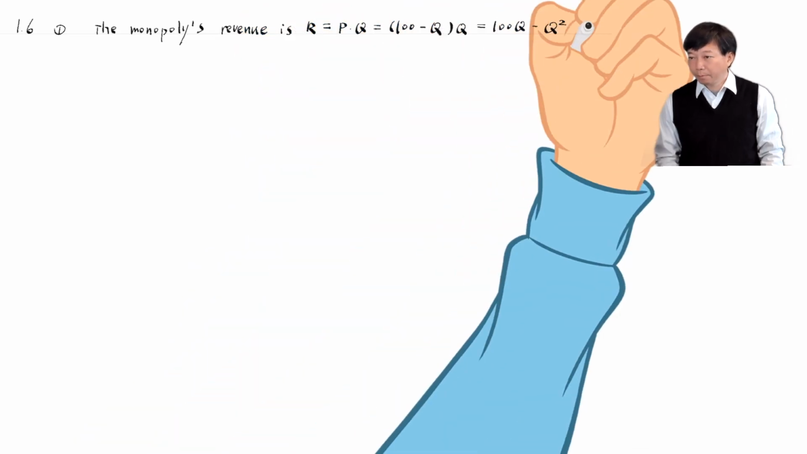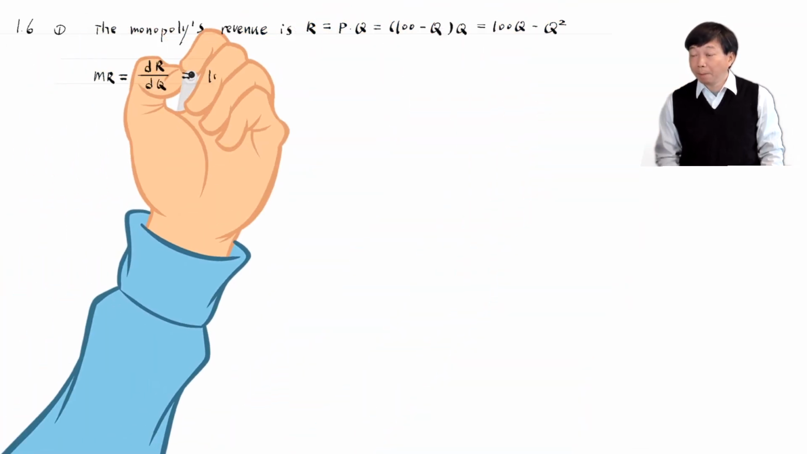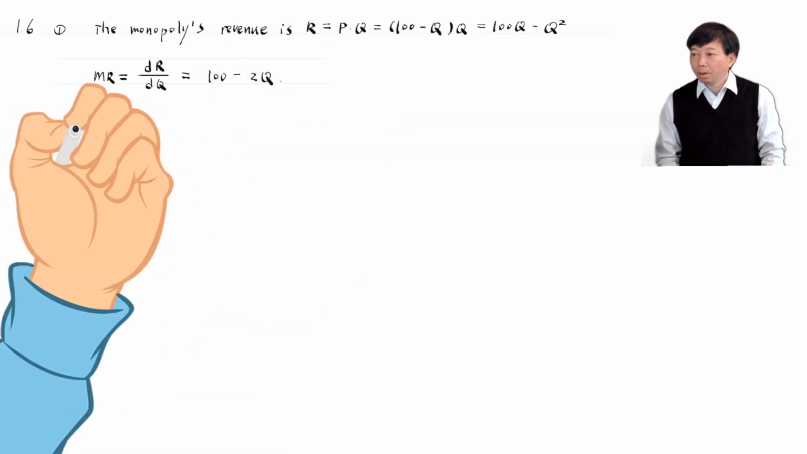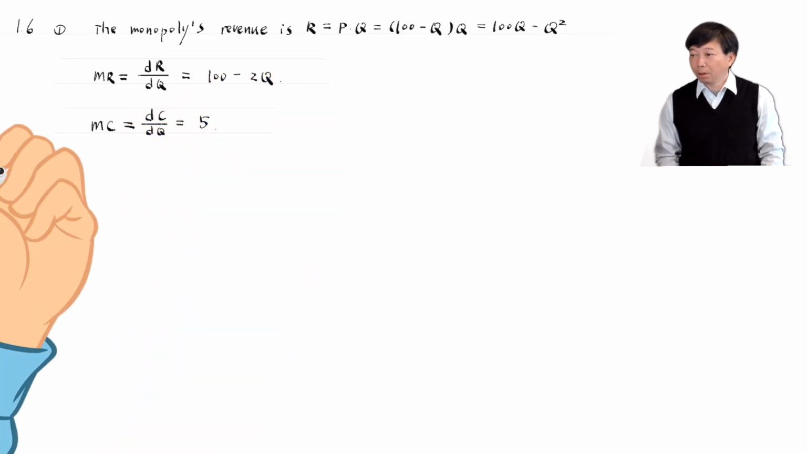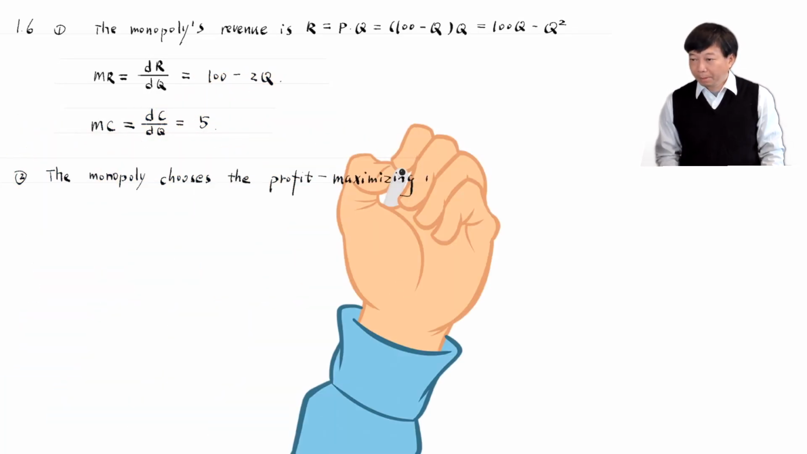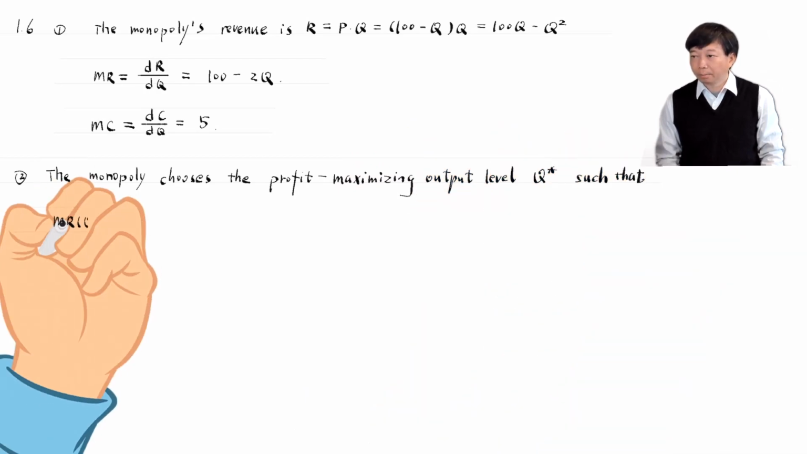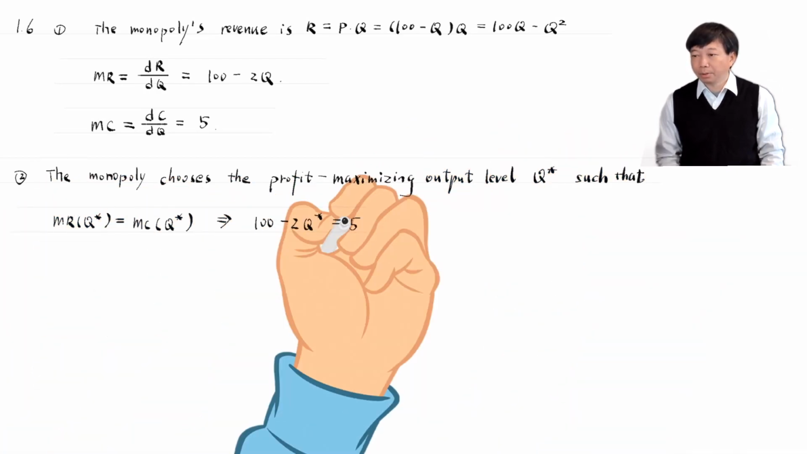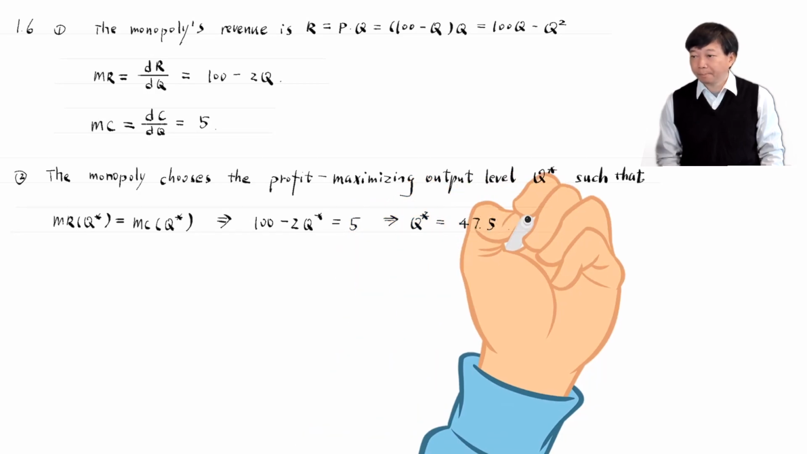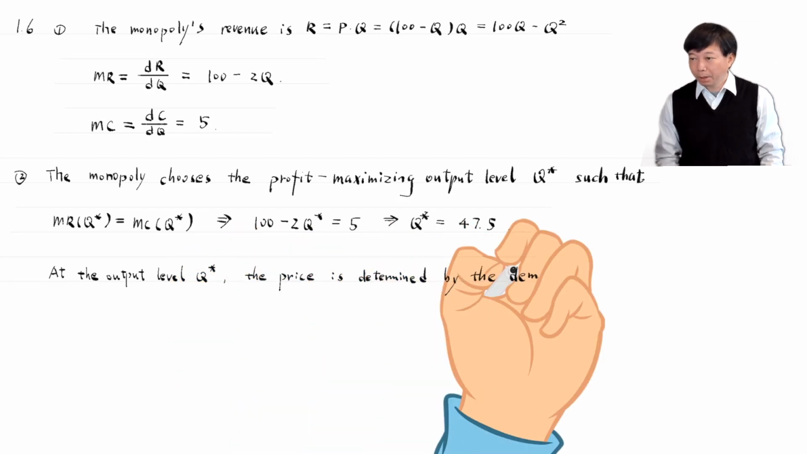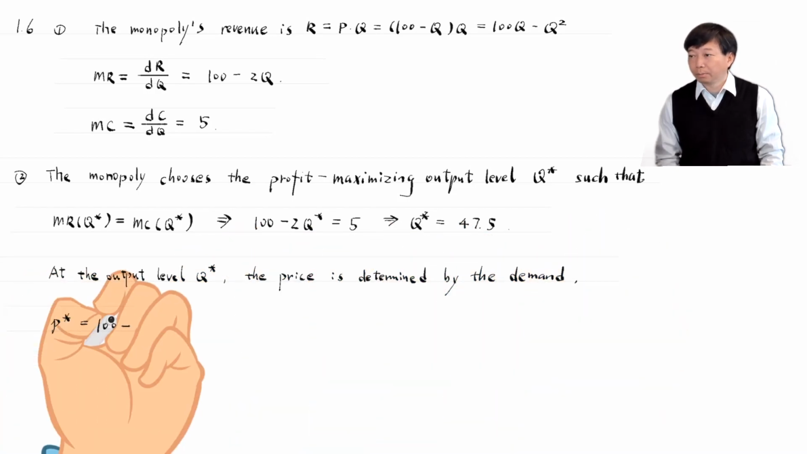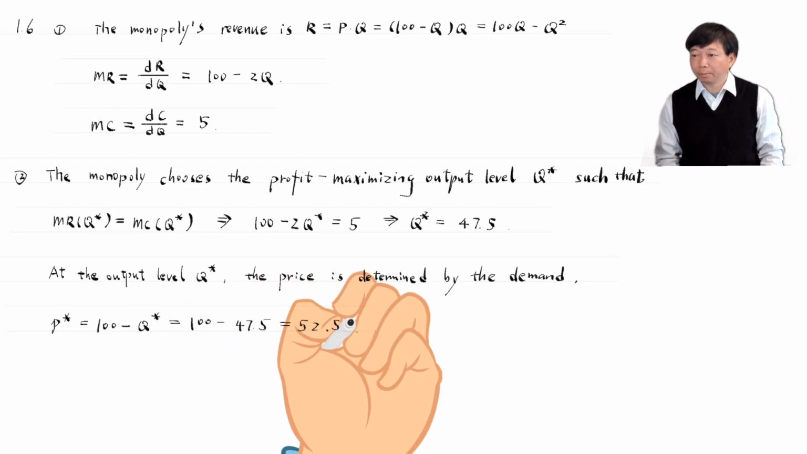From the inverse demand function, we can find the revenue and marginal revenue functions. From the cost function, we can find the marginal cost. The monopoly chooses the profit maximizing output Q star, such that the marginal revenue equals the marginal cost at that quantity. We can solve for Q star, which is 47.5. At that quantity, we can find the market price from the inverse demand function, which is 52.5.